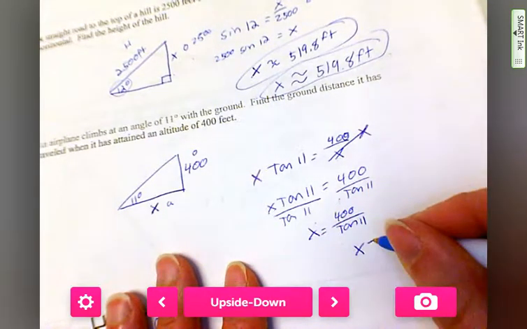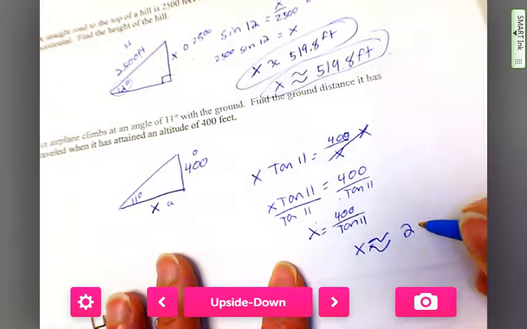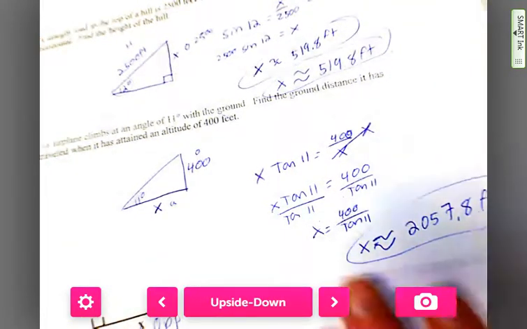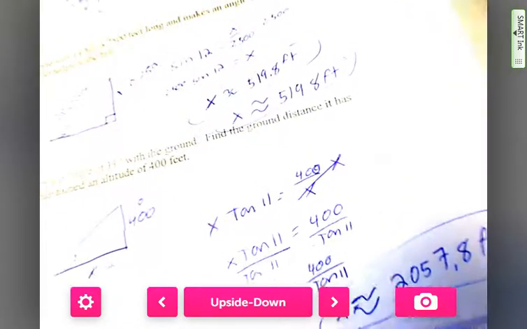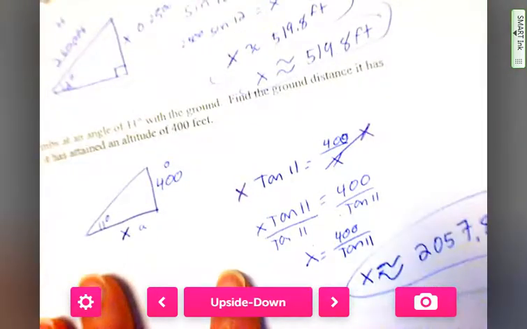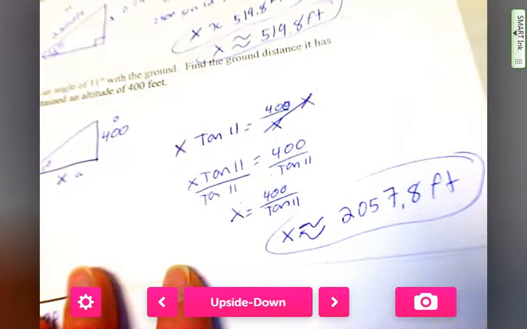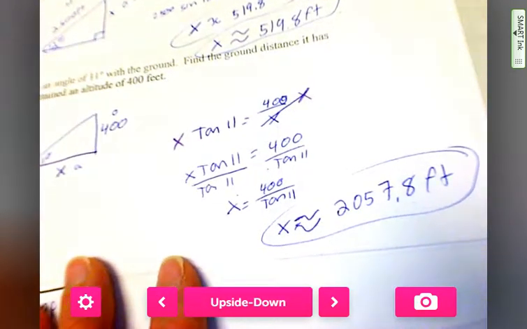So x equals approximately 2,057.8 feet. Great. If I hit that, let's check. 400 divided by tan 11. Yeah.